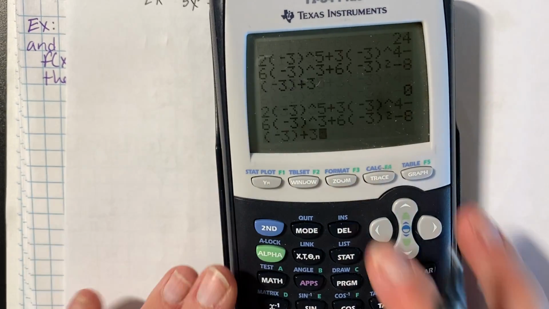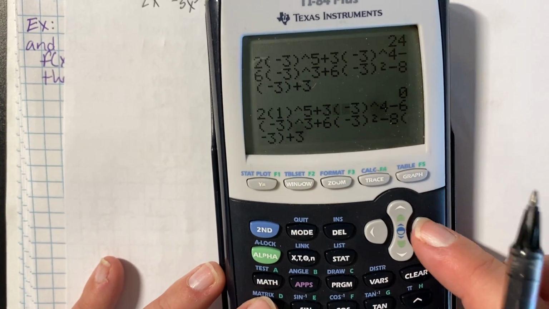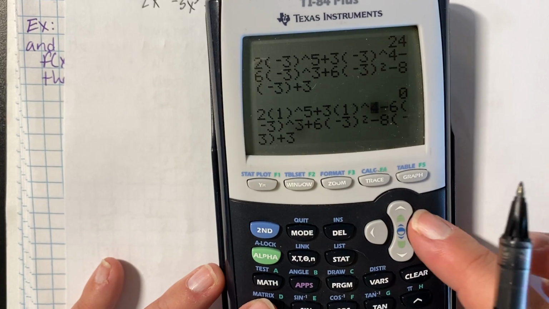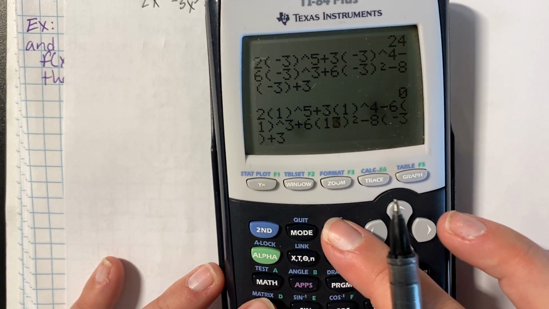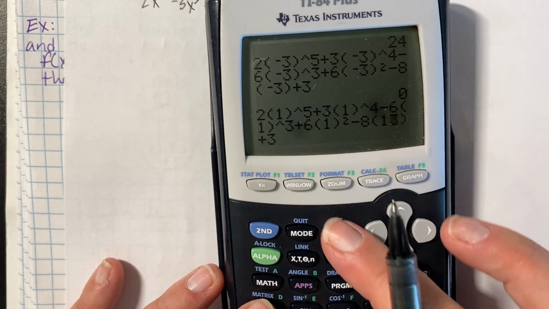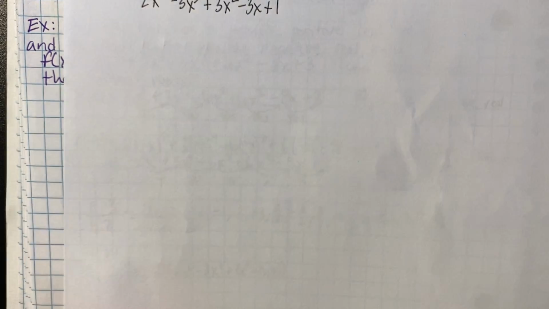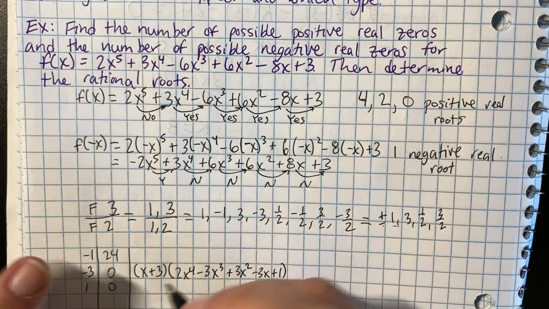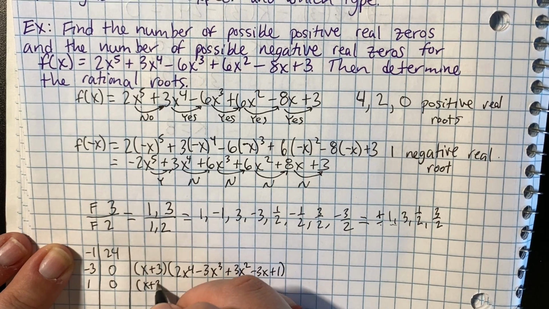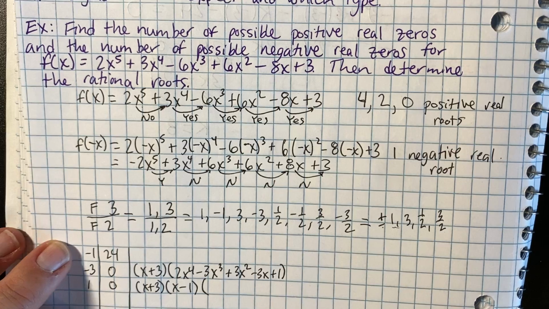So get my equation back here. Yes, I know that this is a lot of work. Okay. That's why you won't have oodles of homework assignments on it. And, oh, sweet, that one came out to be 0. So now we know that we have x plus 3 and x minus 1 times something.